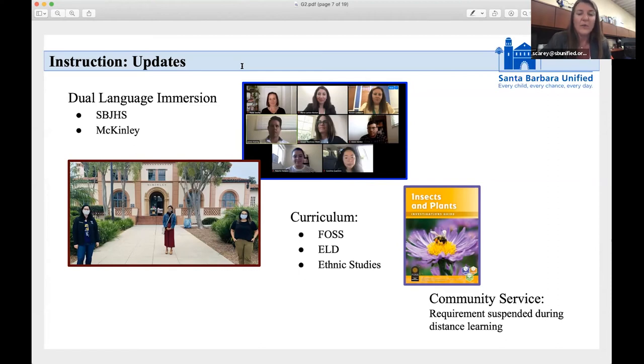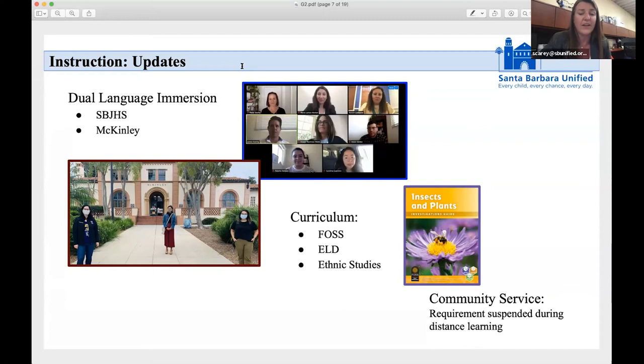We want to make it clear to everyone, we've received many questions about community service, and our high school staff have as well, that we are continuing to suspend the community service requirement due to the public health guidelines that limit in-person interactions in the community. So we've got 6,000 and some high school students who have a community service requirement to fulfill as a graduation requirement. But at this time, that is not an essential function of what needs to occur, and it's not a viable requirement to be holding students to at this time.